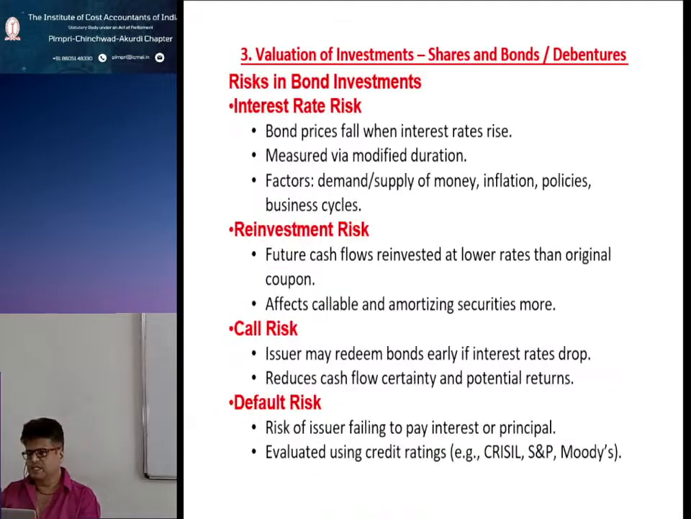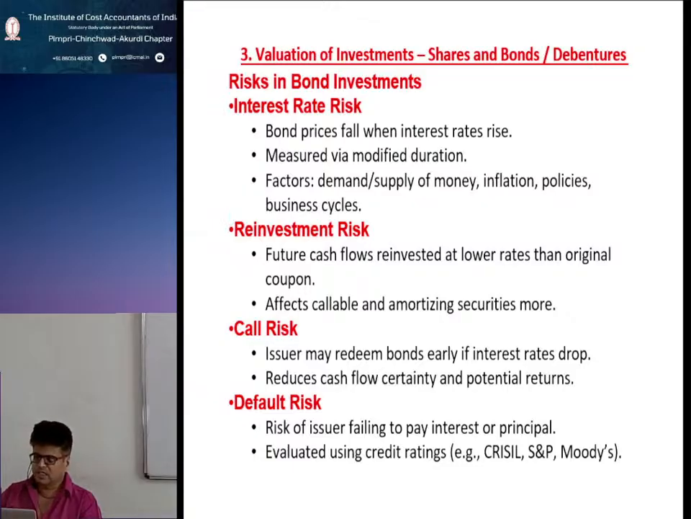Then we saw the various types of risk in bond investments. One is interest rate risk, wherein bond prices fall when interest rates rise, measured via modified duration. Factors that influence interest rates are the demand and supply of money, inflation and policies, and the business cycle. Reinvestment risk includes future cash flows reinvested at lower rates than the original coupon, and affects callable and amortizing securities more. Call risk: the issuer may redeem bonds early if interest rates drop, reducing cash flow certainty and potential returns.